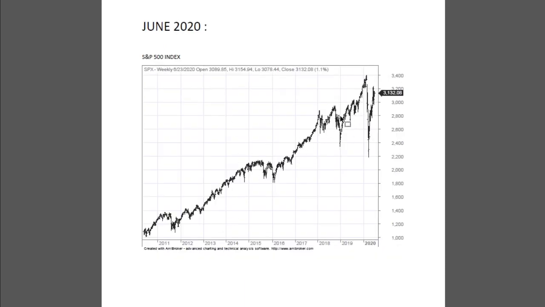You don't have that accelerated move because you keep getting knocked down. Every time this thing tries to get going, it gets knocked down. Now, I actually think if we didn't have the virus, I wouldn't be surprised if you took this move here. And then we would have had the acceleration move take place.